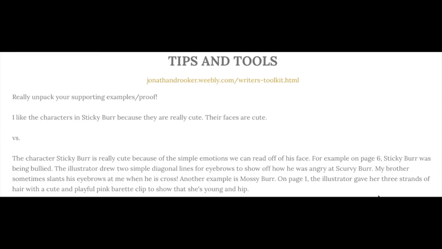The character Sticky Burr is really cute because of the simple emotions we can read off of his face. For example, on page 6, Sticky Burr was being bullied. The illustrator drew 2 simple diagonal lines for eyebrows to show off how he was angry at Scurvy Burr. My brother sometimes slants his eyebrows at me when he is cross. Another example is Mozzie Burr. On page 1, the illustrator gave her 3 strands of hair with a cute and playful pink barrette clip to show that she's young and hip.